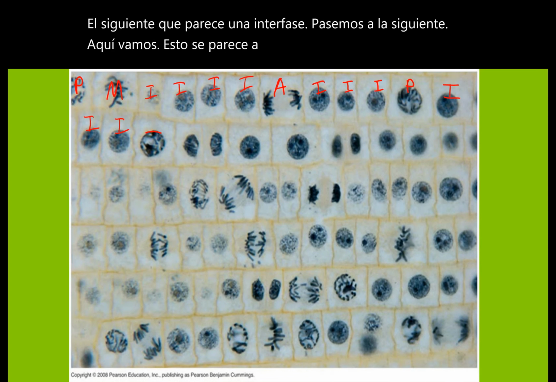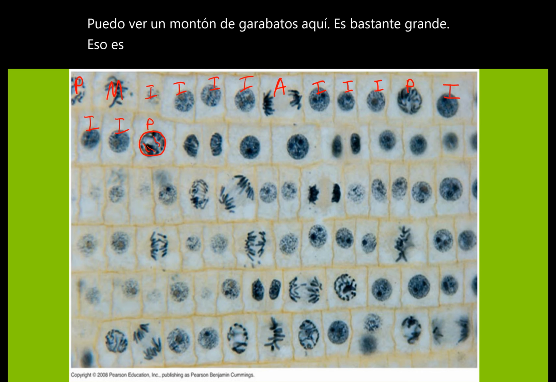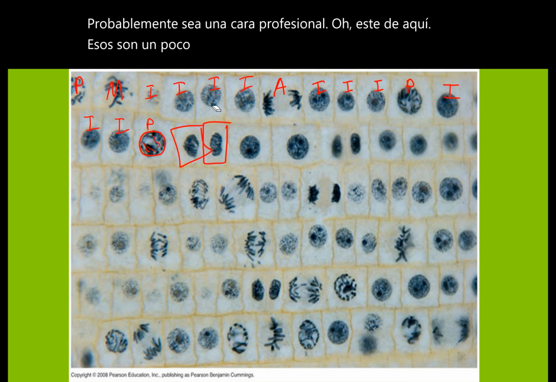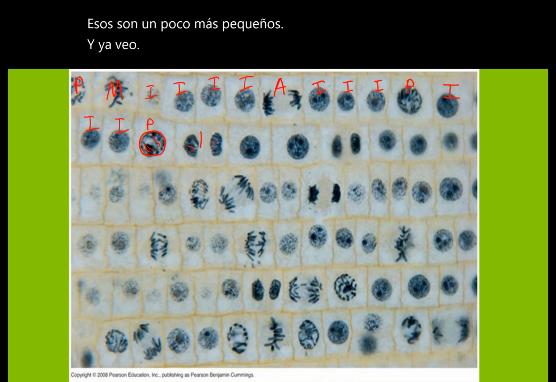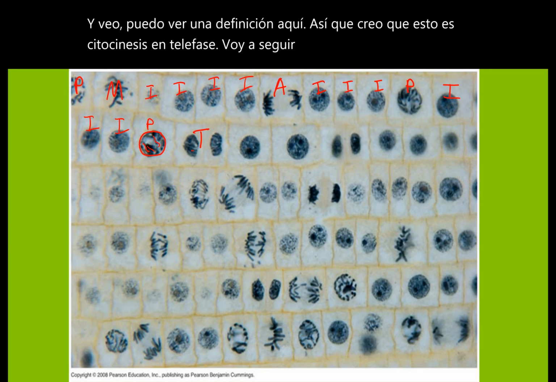Ooh. I can see a whole bunch of squiggles in here. It's pretty big. That's probably prophase. Oh, this one here? Those are kind of on the smaller side. And I can see some definition here. So I think this is telophase cytokinesis. I'm gonna go ahead and roll the dice, call it telophase.